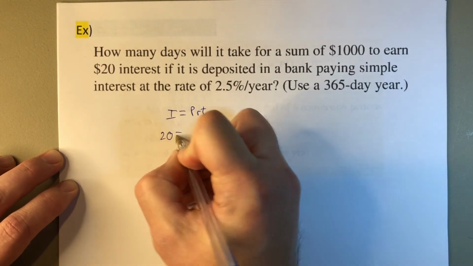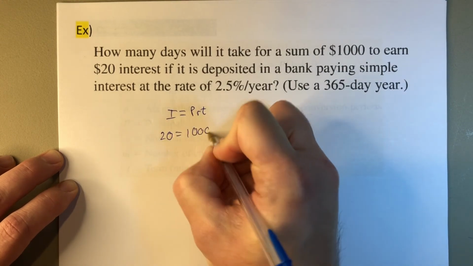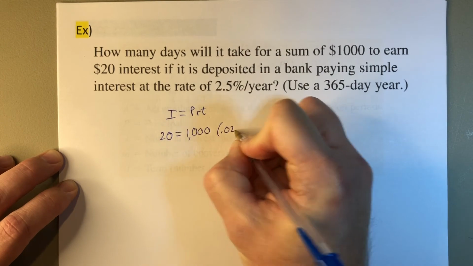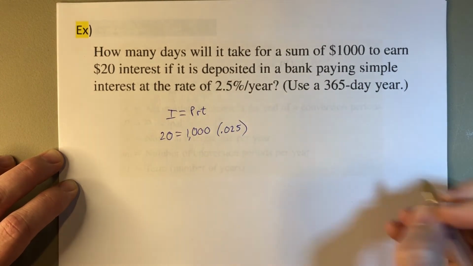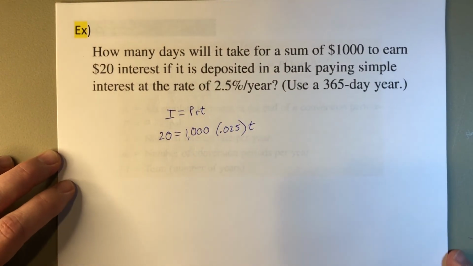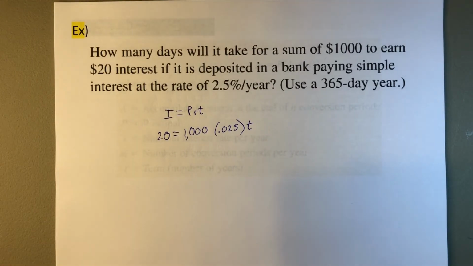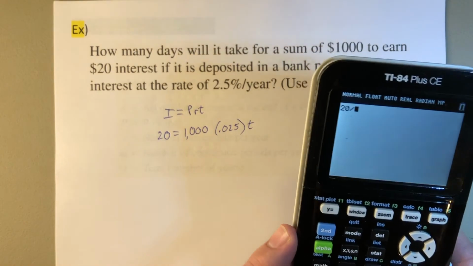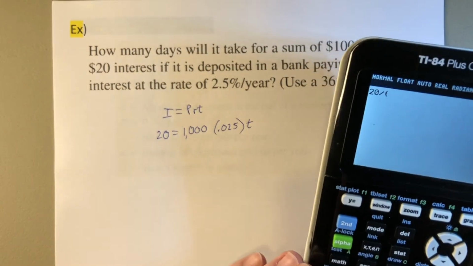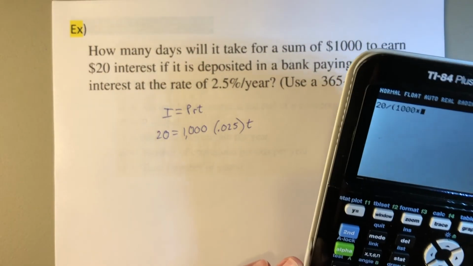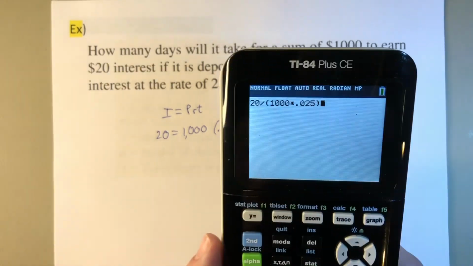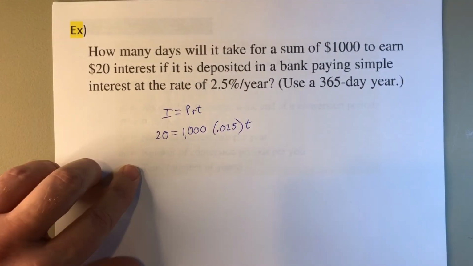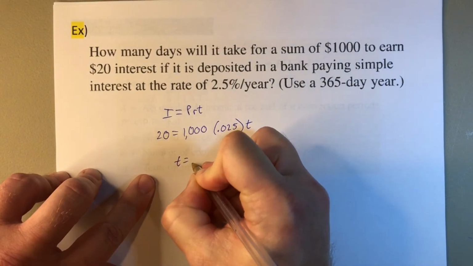So $20 interest is equal to the principal amount, 1,000, times the rate, 2.5% as a decimal. That's 0.025. T is what we're solving for. So now using my calculator again here, I would do 20 divided by 1,000 times 0.025, which gives me 0.8. So time is equal to 0.8.